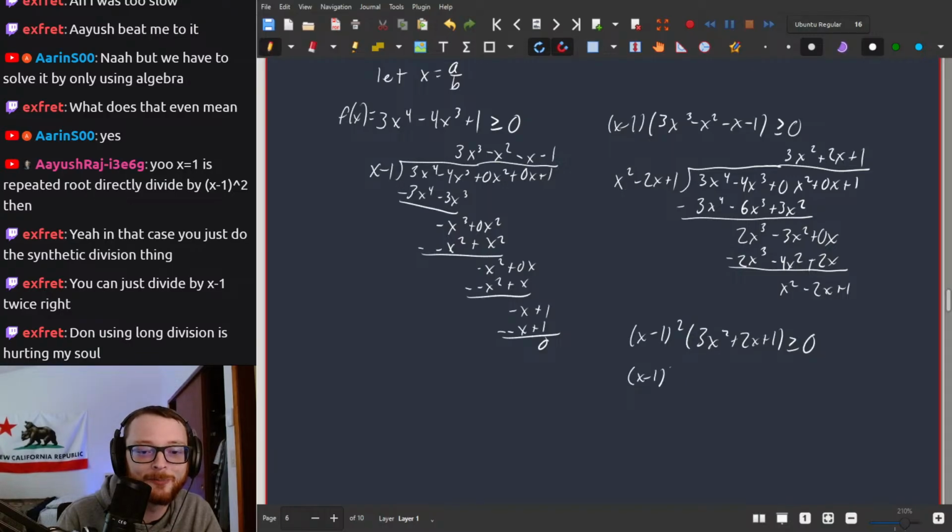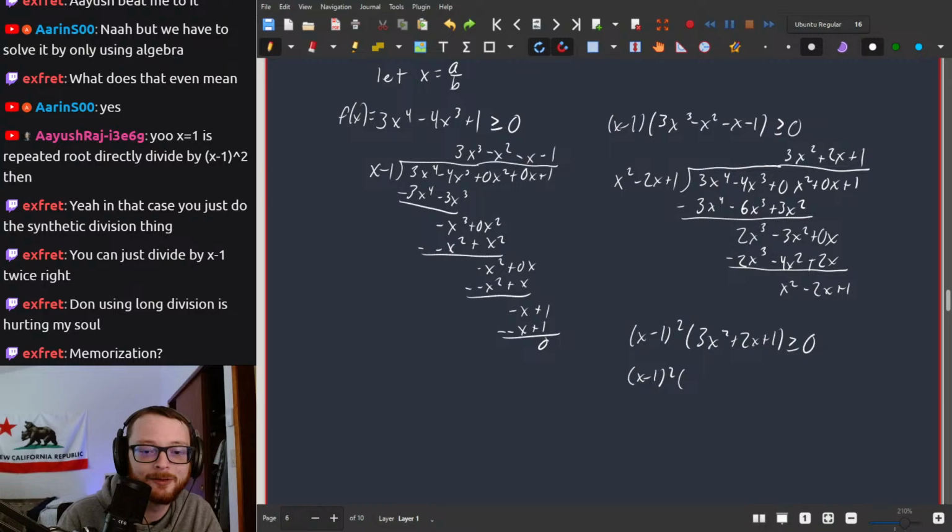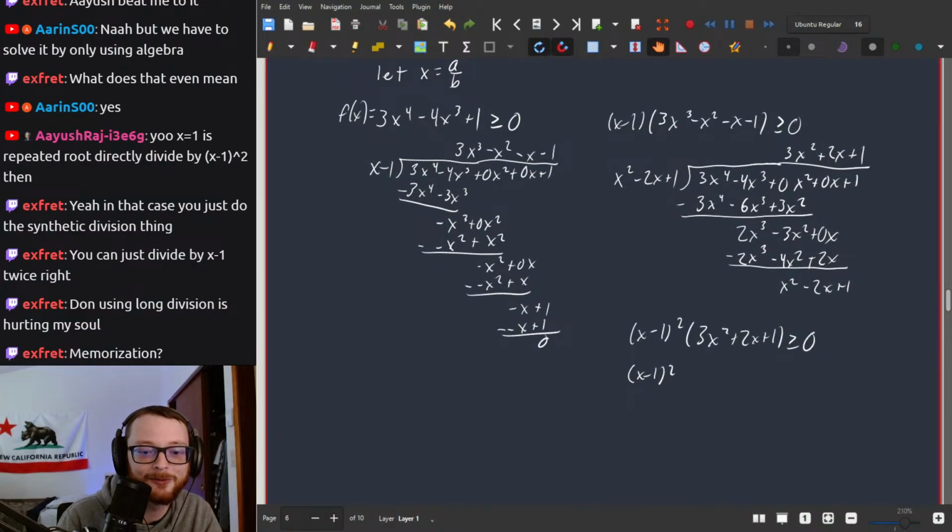Synthetic division hurts my soul because it involves memorization. Oh wait, no, that's not factorable. That's actually even better though. That means the roots are complex. Yeah, I can never remember how to do synthetic division. It doesn't feel natural to me. Maybe that's why it's synthetic.